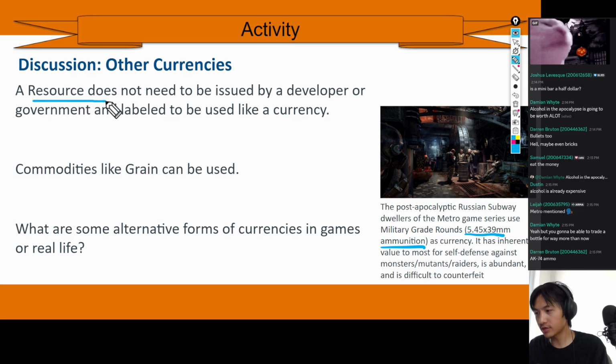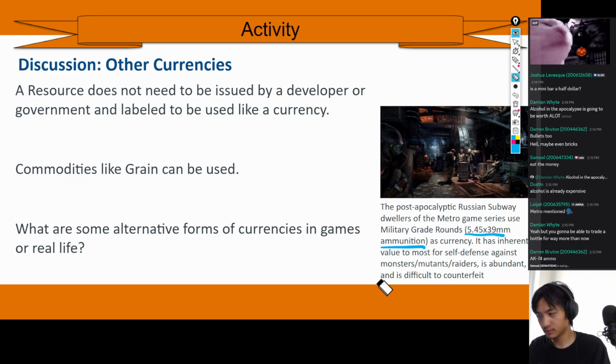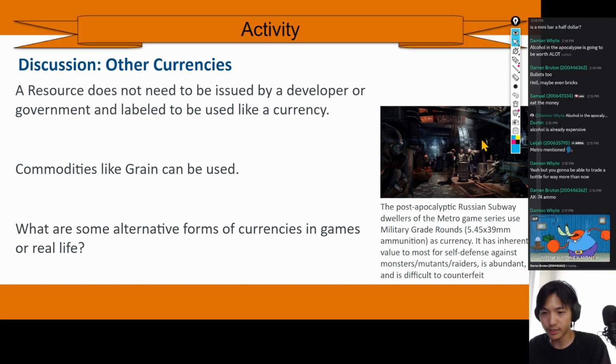So a resource doesn't have to be issued by a developer or be labeled by a government to be used as a currency. It's a currency when it's used to trade things, basically. When it's used to hold value.